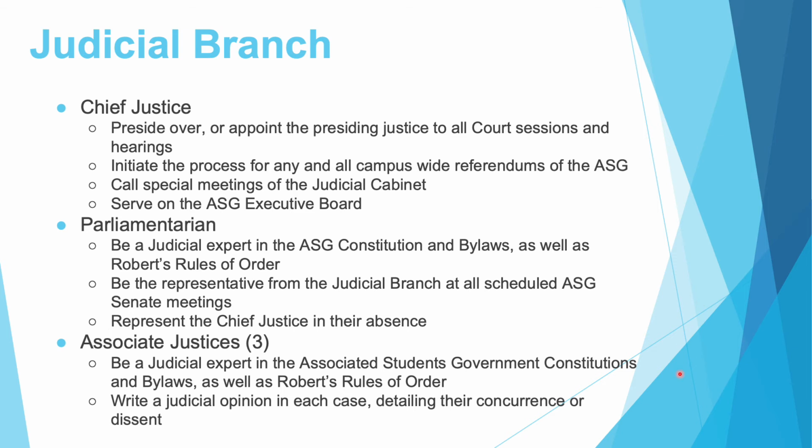And then we have the Associate Justices. There's 3 of them, and they're also required to be experts on the Constitution, the bylaws, and the Robert's Rules, and their job is to adjudicate the different cases that come forward.